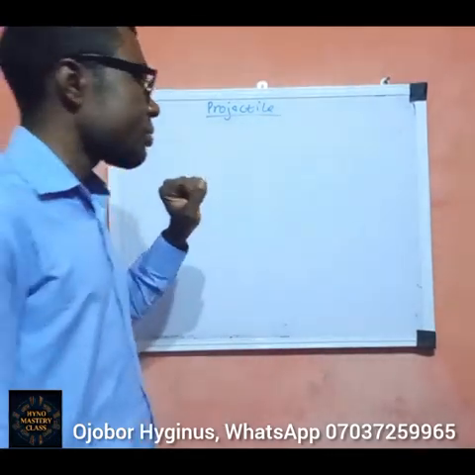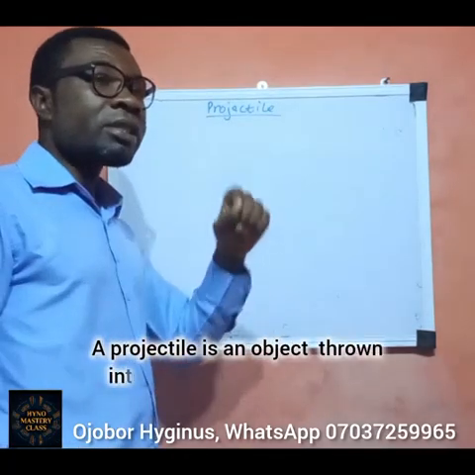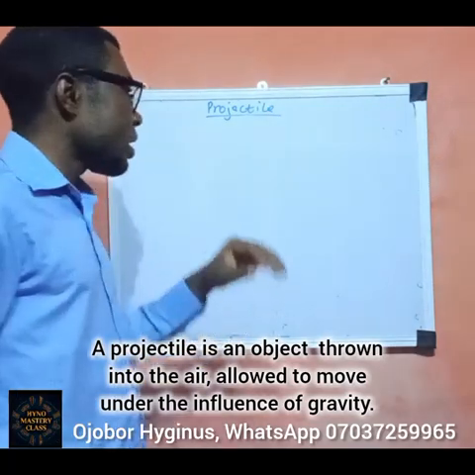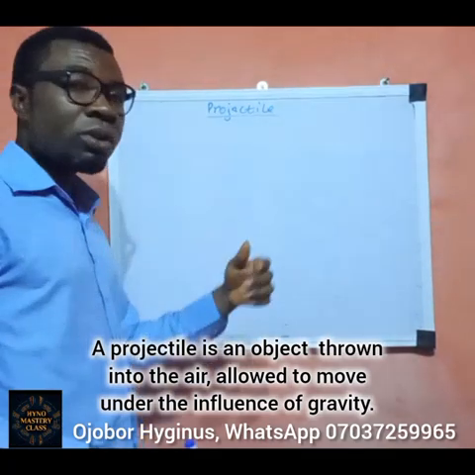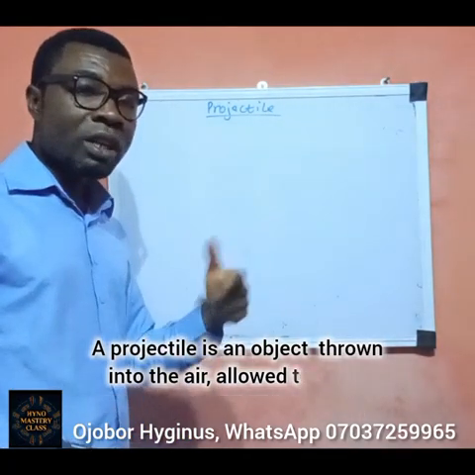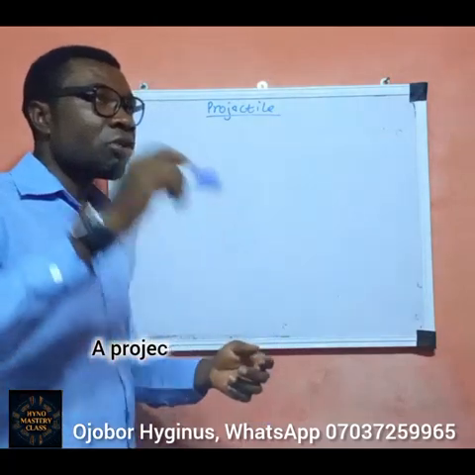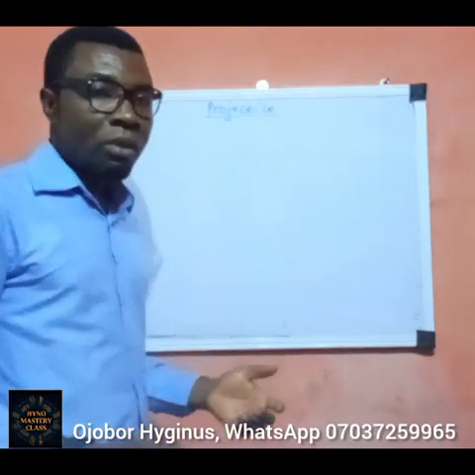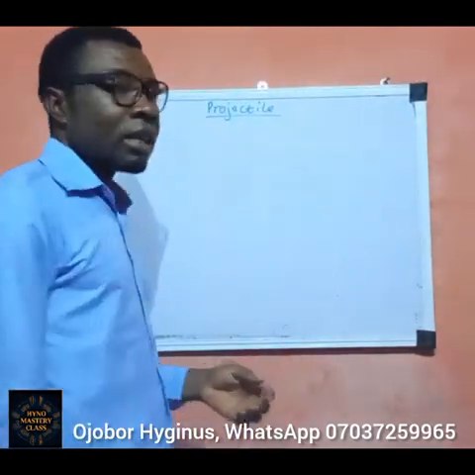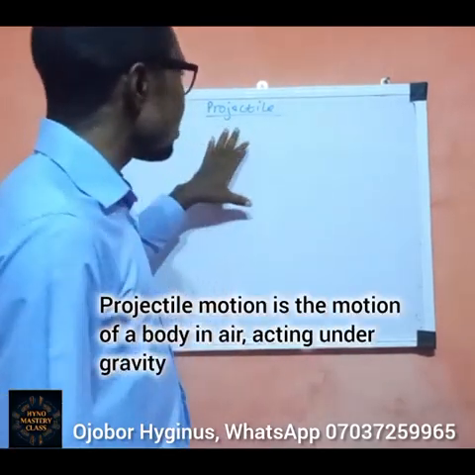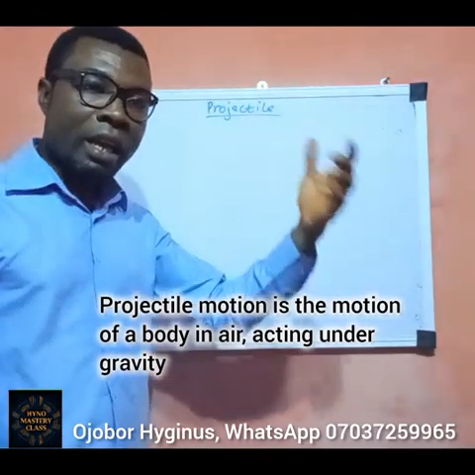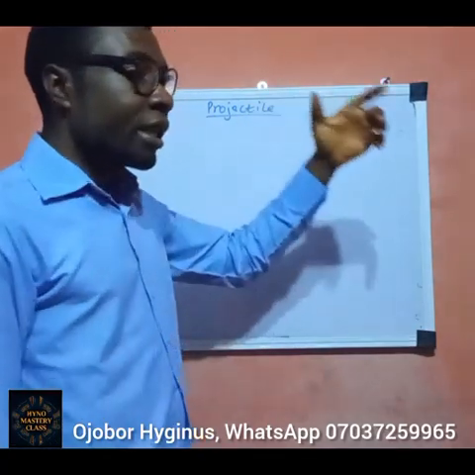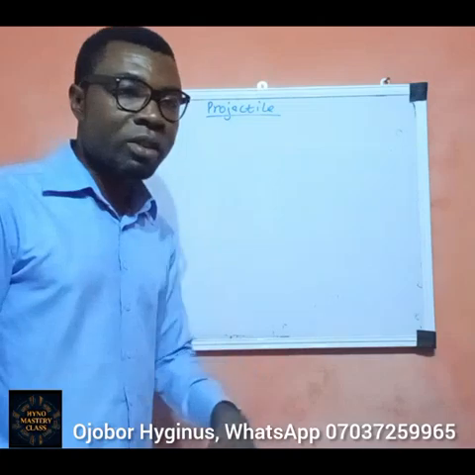A projectile is simply an object thrown into the air and allowed to move under the influence of gravity. Projection could be throwing the object horizontally, or vertically. However, it could also be thrown at an angle. Projectile motion is the motion of a body in air acting under the influence of gravity only.